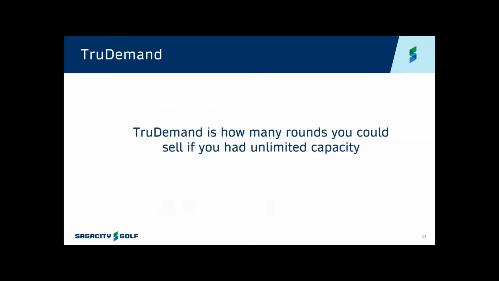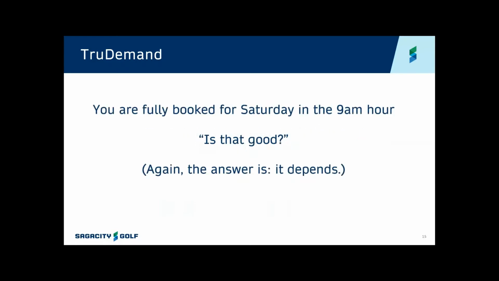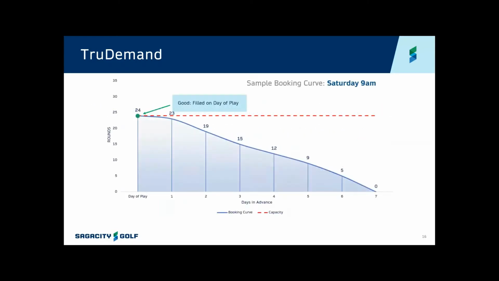Let me quickly go through this, and let's shift into this concept of true demand. We talked about this unlimited capacity. So we start looking at what this sample booking curve looks like when you have a sold out hour. There's the red line that represents capacity. There's my booking curve that shows that I historically end up at 24 players for this hour. And what's interesting is you see that a day in advance, I had 1 player available, and that filled in on the day of play. So you were able to capture that revenue. Your demand met your capacity kind of perfectly.